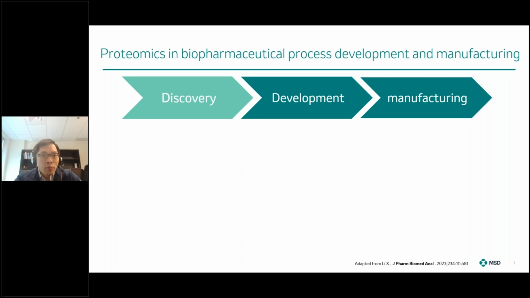So as most of you know, pharmaceuticals going into patients usually go through discovery, development, and manufacture. We know proteomics has been widely used in the discovery space to identify drug targets and elucidate the mechanism of action of those pharmaceuticals. But once the drug is discovered, the next question is how can we make it, and how can we ensure the quality? That's exactly the scope of development and manufacturing.